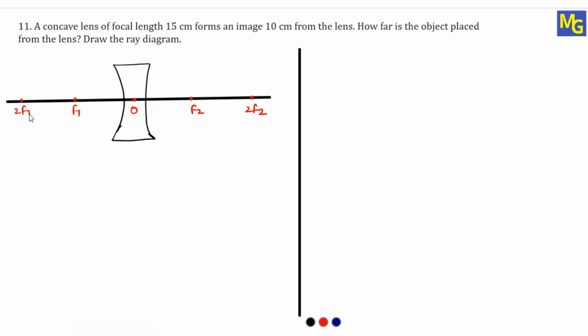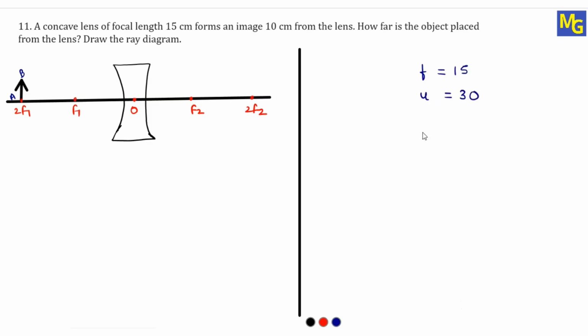So now what I have to do is keep my object on the left hand side. So I'm going to keep it at 2F1. So let me draw the object. So here I have drawn my object. I will label it A and B. Now you may be thinking why I have drawn my object at 2F1. So you can see here the focal length is given as 15 centimeter, and our object distance I have got is 30 centimeter.